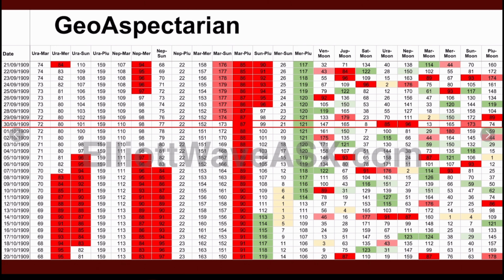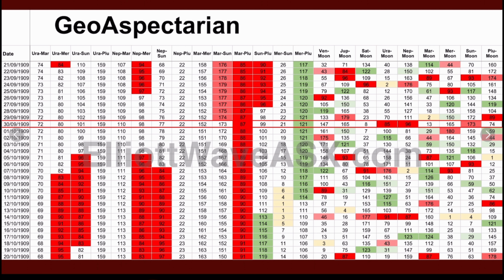If I scroll to the right, we've got Mars-Pluto squared, Mercury-Pluto in a trine. Now we've actually got the Saturn and the Moon coming into a conjunction, and the Moon's fast moving, so that's why the numbers change quickly. And then we've got Uranus-Moon squared and Neptune-Moon squared, and the Sun and Moon opposite.